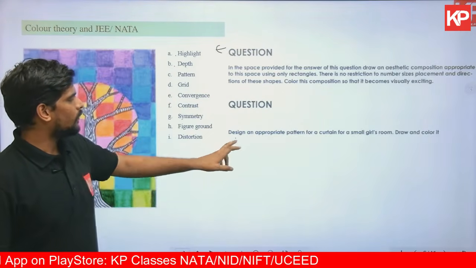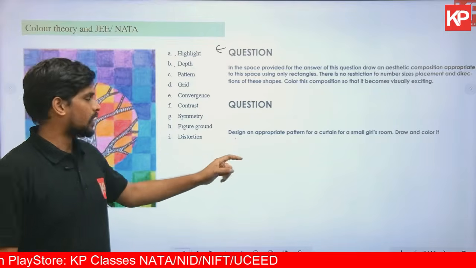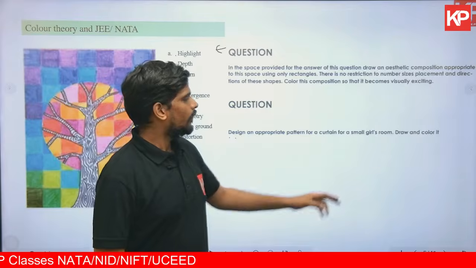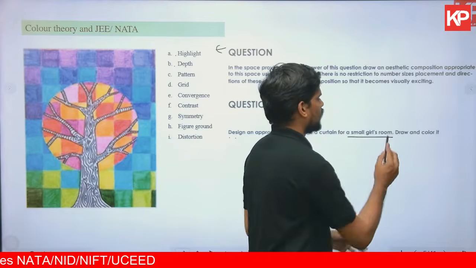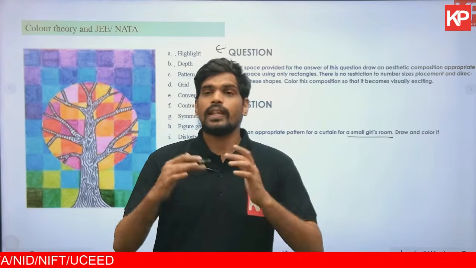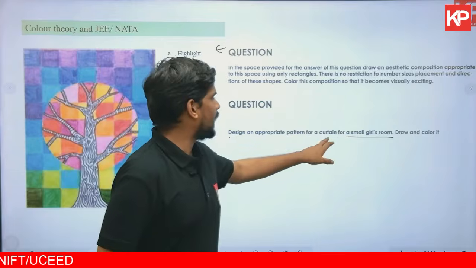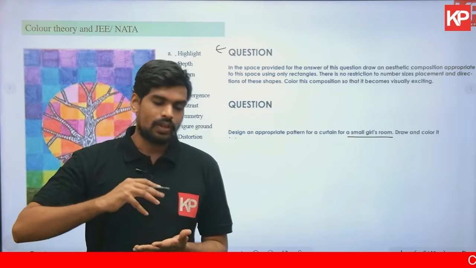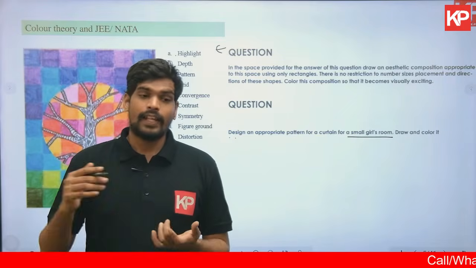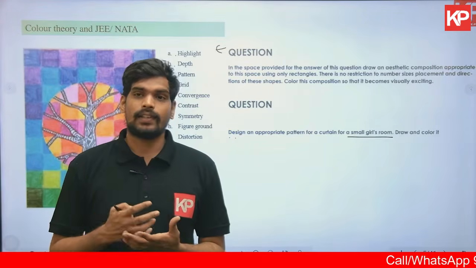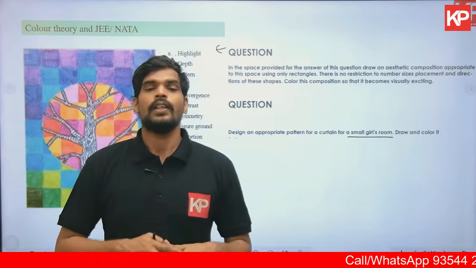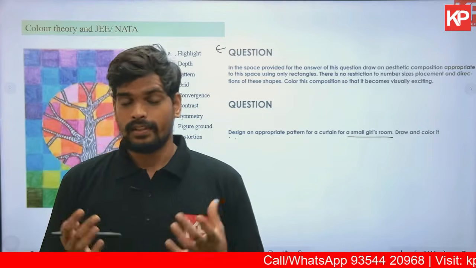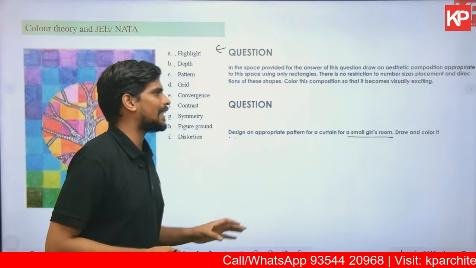For example, this one, if you see over here, this is a previous JEE question. Design an appropriate pattern for a curtain for a small girl's room. Draw and color it. So you have to create a pattern for the curtain of a small girl's room. Firstly you need to know what color is suitable for a curtain. Then you need to know what color is suitable for a small girl's room. So using appropriate color and creating appropriate patterns is important to score marks in the JEE examination.